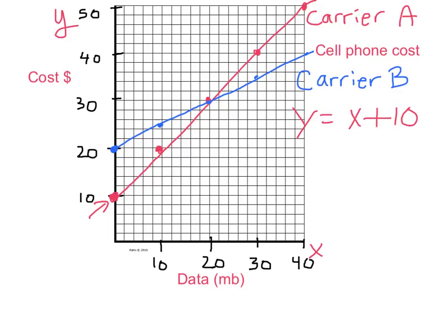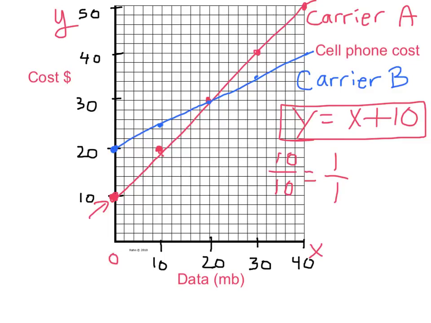If I'm looking at the red graph here, 0 data is used up. The initial cost is $10. Okay, after 10 megabytes of data is used, the cost goes up to 20. So that means that the cost went up $10 for 10 megabytes of data. And then if I go from 10 to 20, the cost went up another $10. So it looks like the rate is going to be $1 for every megabyte. So 1 would go in front of x, so I can just leave this the way it is. So there's the rule for the red graph, y equals x plus 10.